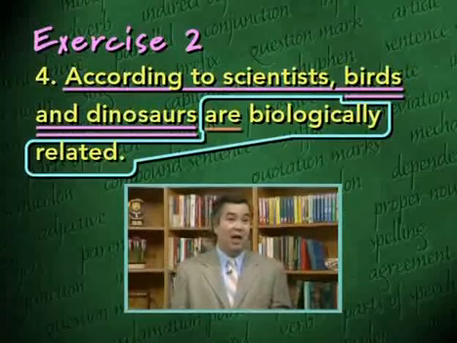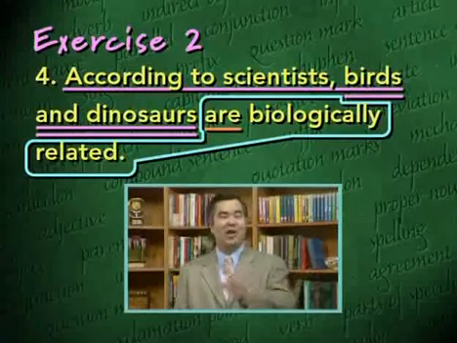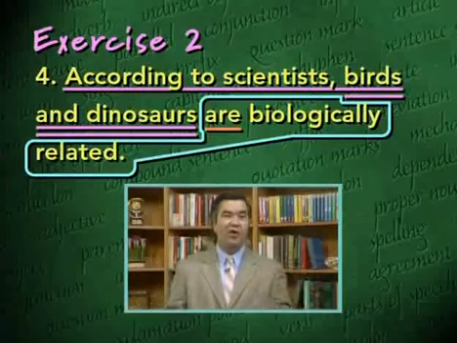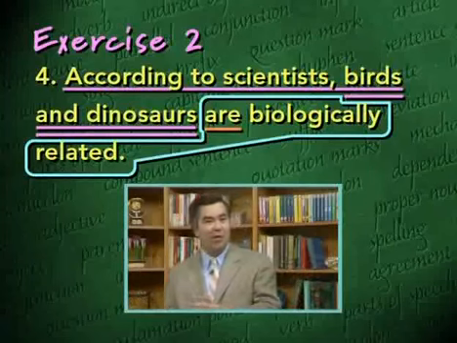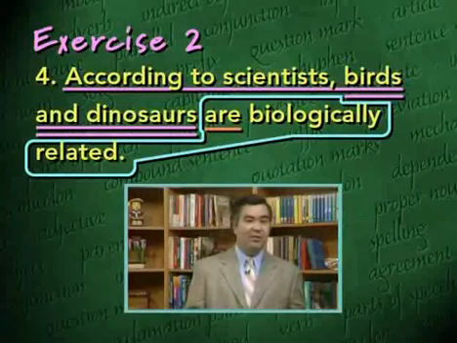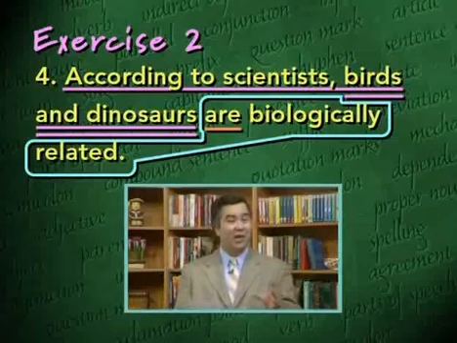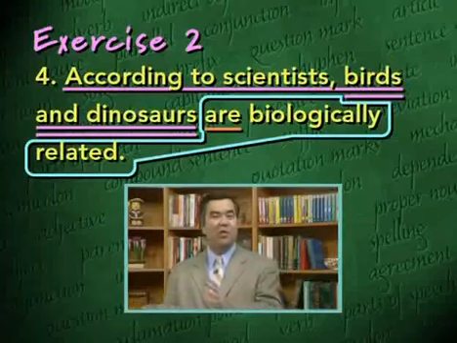The verb is are. What the sentence is about is something that birds and dinosaurs are. And all the remaining words in the sentence give more information about that. They tell us where this information comes from, namely scientists, and they tell us what the birds and dinosaurs are. They are biologically related.